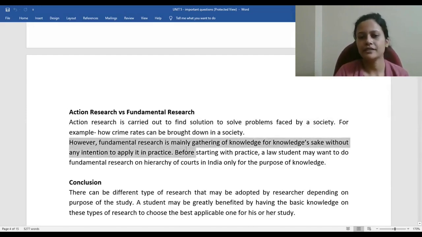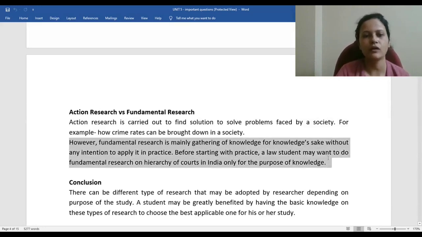However, fundamental research is mainly gathering of knowledge for knowledge's sake without any intention to apply it in practice. Before starting with practice, a law student may want to do some fundamental research on the hierarchy of courts in India only for the purpose of knowledge. We can say like the assignments that you get from your university, that you do a research on a certain topic. Did you get any assignments as such?